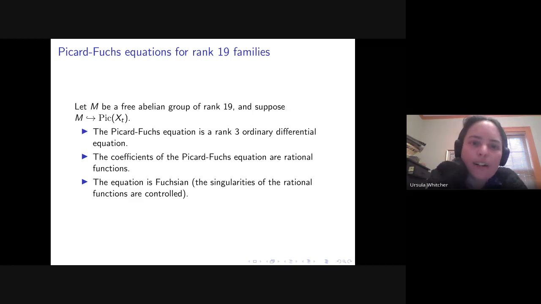And we can say more. If we specify a free abelian group of rank 19 that lives in our Picard group, then our Picard-Fuchs equation is going to be a rank 3 ODE. The coefficients are going to be rational functions, and it's going to be a Fuchsian differential equation. So we're going to have really nice singularities and have a really nice, friendly, classical ODE.